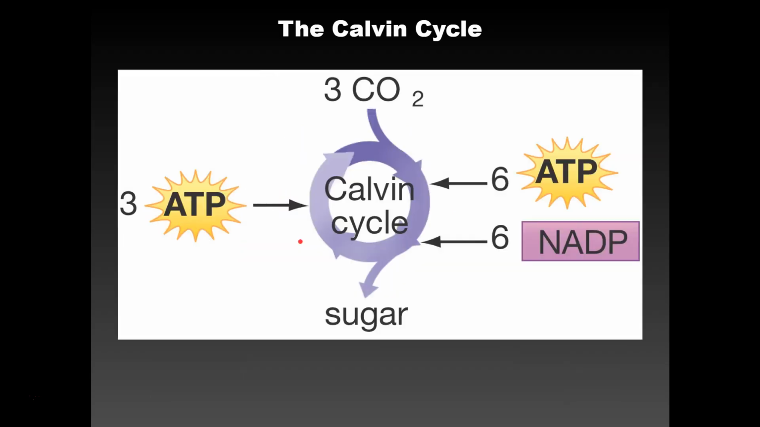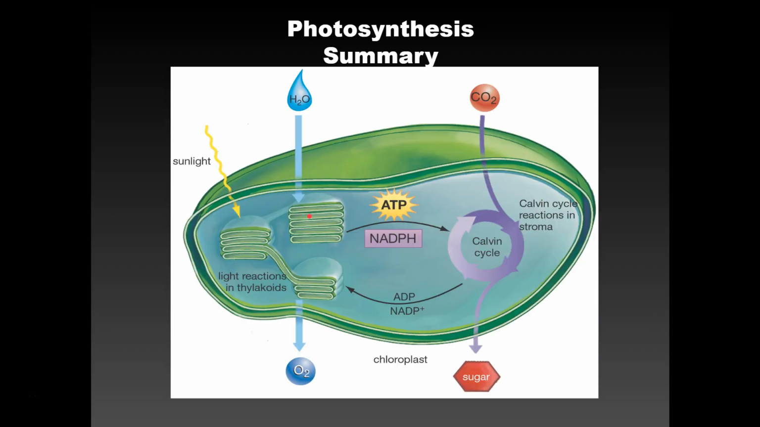So this is a very, very basic thing that's happening here. CO2 is coming in, all right? ATP is donating its phosphates, NADP is coming in, and you're getting sugar out, and the other things are going back to continue this cycle going on.